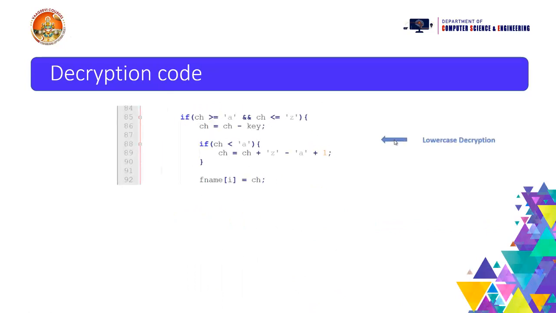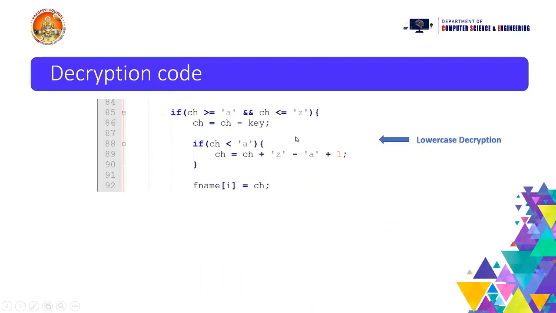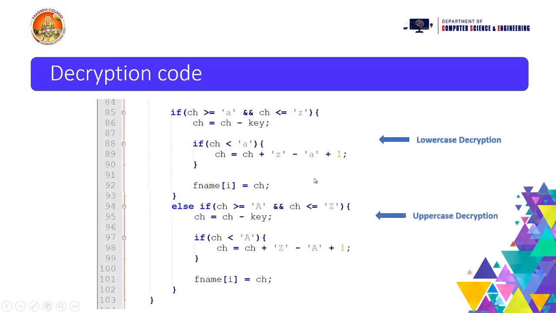Coming to decryption, decryption is exactly the reverse of encryption, so we are applying the same concept here. Here CH is our ciphertext character. The ciphertext character is subtracted with the key and the result is stored into CH. If the ciphertext is out of the small alphabet range, we try to bring it within the small alphabet using this logic: CH equals CH plus Z minus A plus 1. This logic is for lowercase letters, and this logic is for uppercase letters. I already told you, just the case is changed. This is the uppercase letters logic.